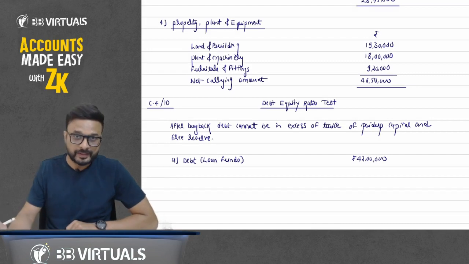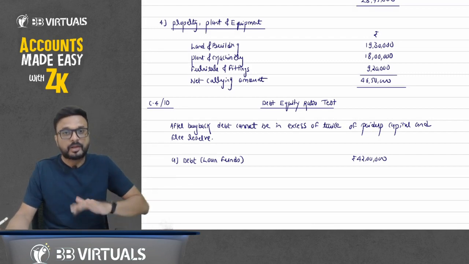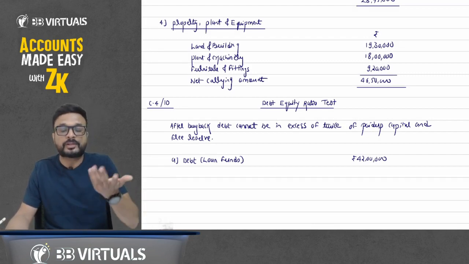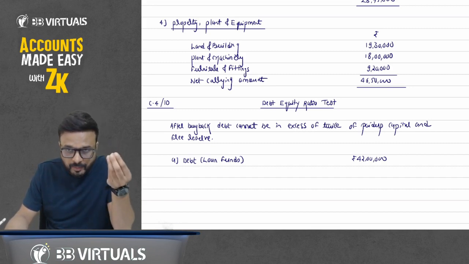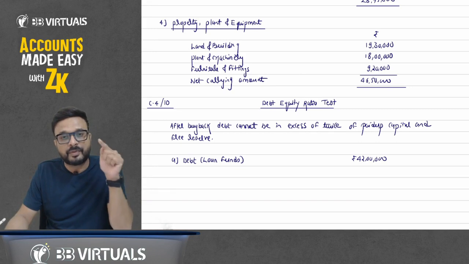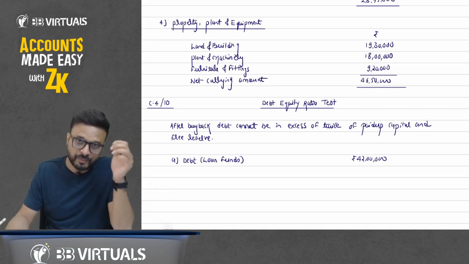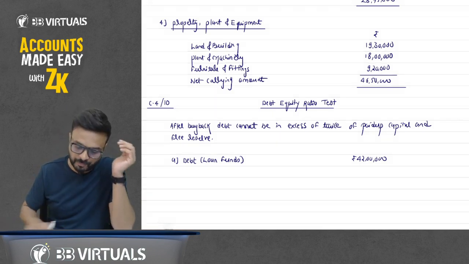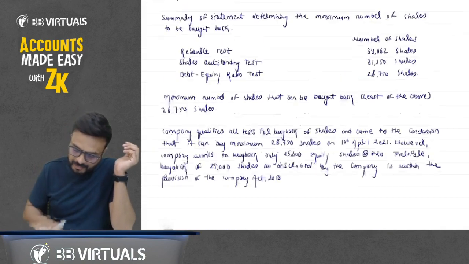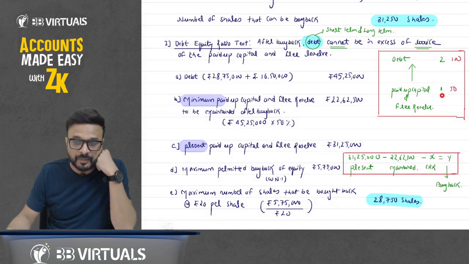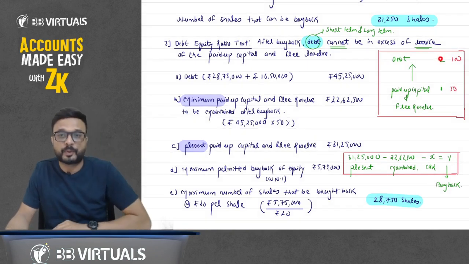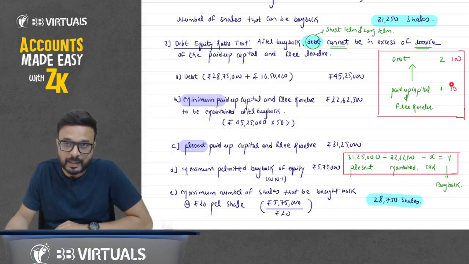Okay, so if I say this 42 lakh cannot be more than twice the paid up capital and free reserve. It means, suppose the paid up capital and free reserve is 1, then debt cannot be more than 2. So the minimum paid up capital and free reserve to be maintained is how much? 50% of your debt.